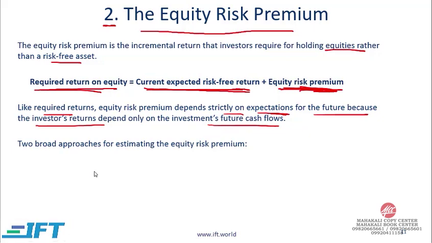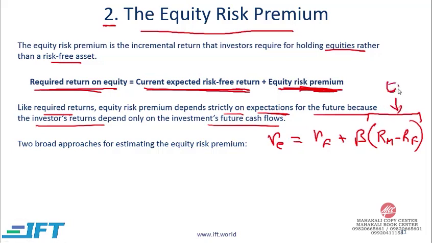Before I go into the two broad approaches for estimating the equity risk premium, I just want to connect this with what you are familiar with. I'm sure you remember the capital asset pricing model, where we say that the required return on a given equity is equal to the risk-free rate plus the beta of a stock multiplied by the equity risk premium, which is given by the return on the market minus the risk-free rate. So this is our equity risk premium. Sometimes at level 1 you were given the equity risk premium and you plugged it here. At other times you were given the market return and the risk-free return and you took the difference.